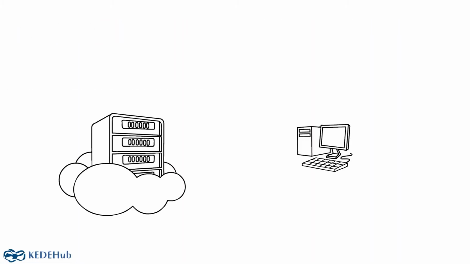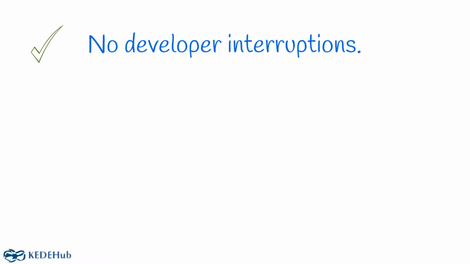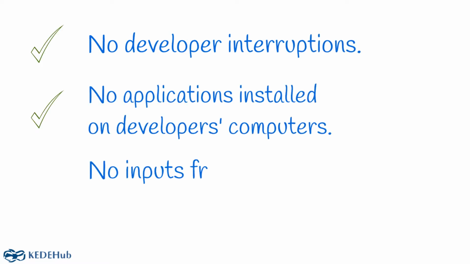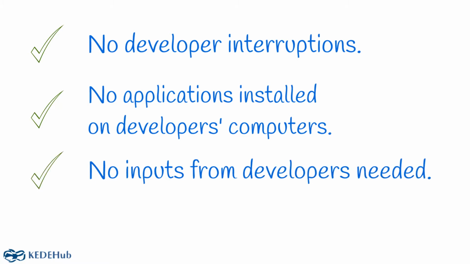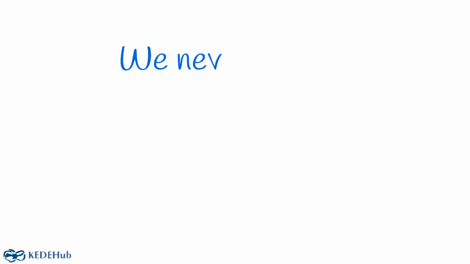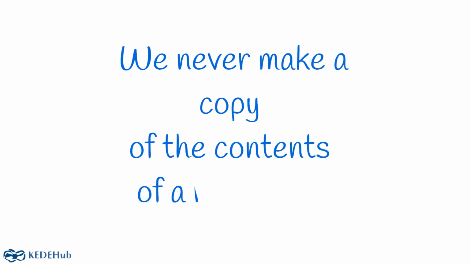KEDEHub is engineered to work without storing code content. The analysis is performed on local clones of Git repositories. That is why there are no developer interruptions. No software applications installed on developers' computers. No additional inputs from developers needed. No consent from developers needed. The source code in your repositories always stays on your premises. We never make a copy of the contents of a repository.